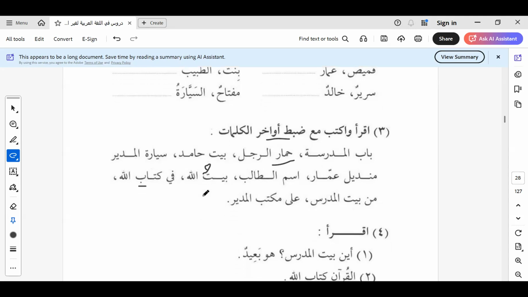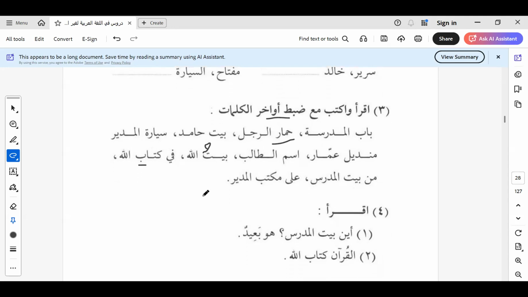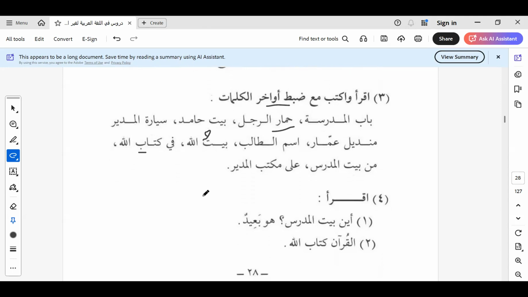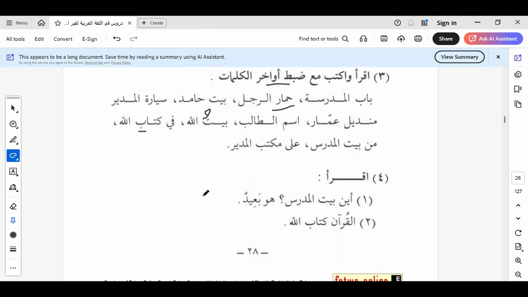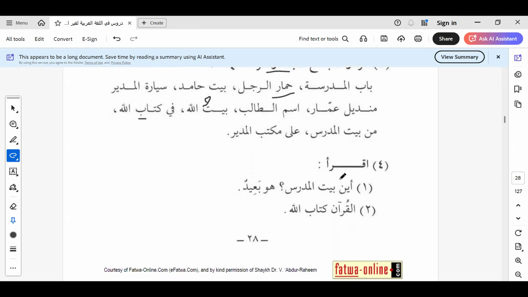It's not only applicable in Quran, in Tajweed, but it's applicable in any other, to make you sound properly or sound professionally. Min baytil mudarrisi ala maktabil mudir. I think we all understand these already, okay? So I don't want us to waste time. That's why I had to read it myself.